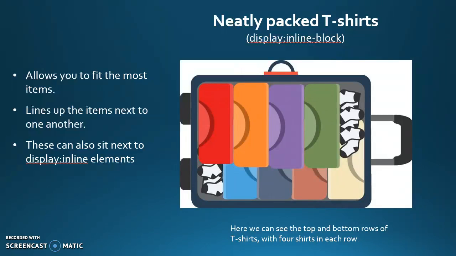And then next we have the neatly packed t-shirts, which is our inline block items. Here we can see the top and the bottom rows of the t-shirts with 4 shirts in each row. It allows us to fit the most items in a row. It lines up the items next to one another, and they can also be displayed with inline elements. I mean, just imagine if you had to have each t-shirt as a block. You would have one stack in the middle of your suitcase, 8 t-shirts high, and you would be wasting all that space on the left and right sides.